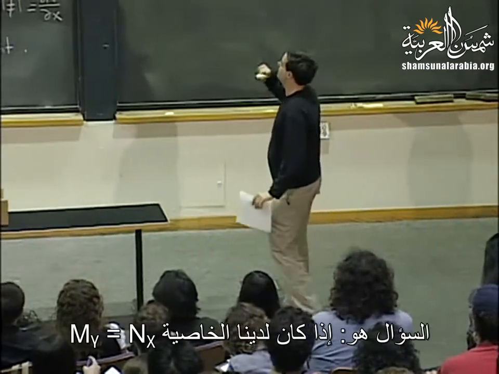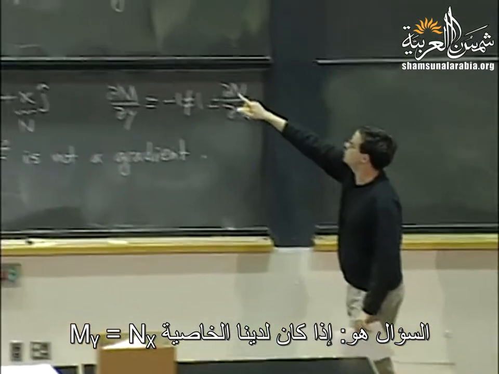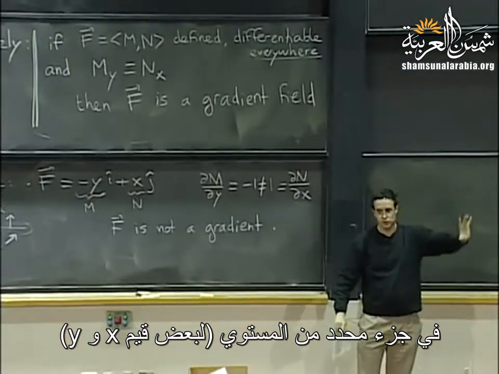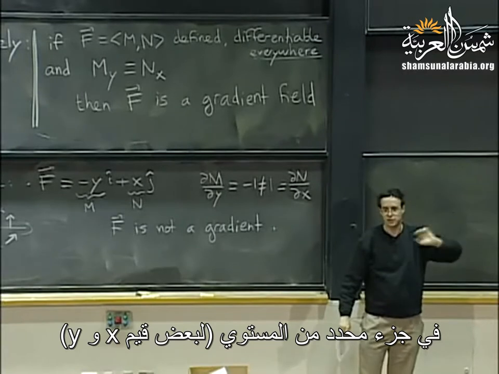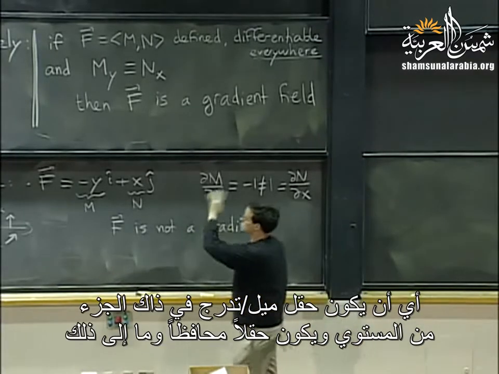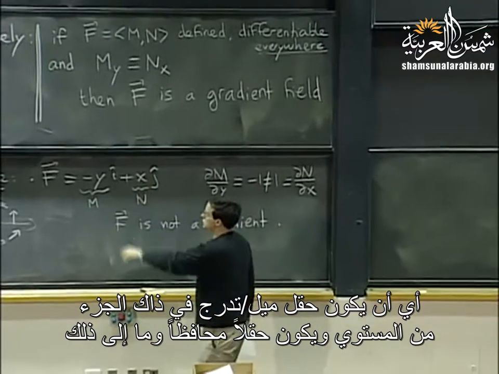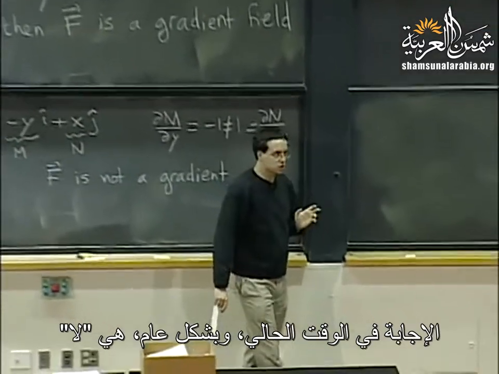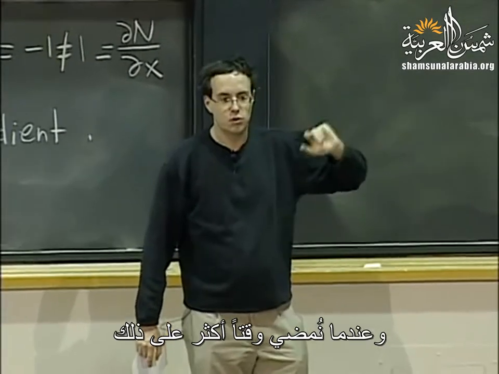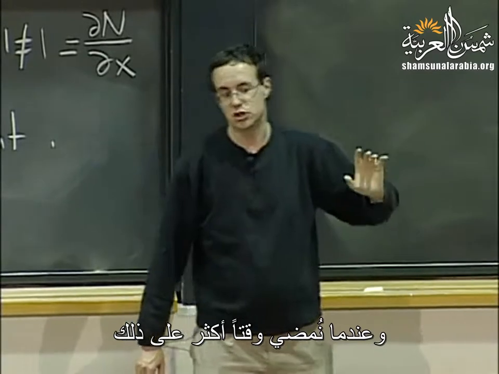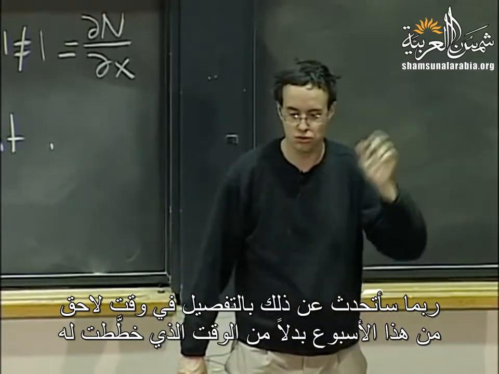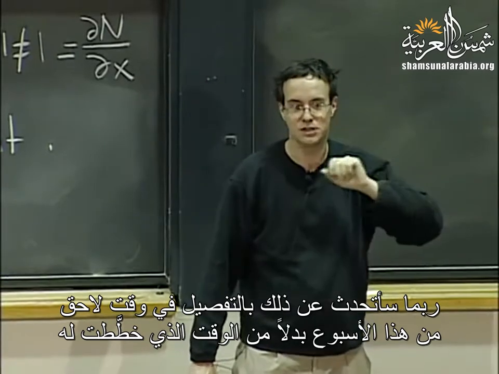Okay, so your question is, if I have that property m sub y equals n sub x only in a certain domain, in a certain part of a plane, for some values of x and y, can I conclude these things? And you know that it's a gradient field in that part of the plane and conservative and so on. So the answer for now is in general no. And when we spend a bit more time on it, actually maybe I should move that up. Maybe we'll talk about it later this week instead of when I planned.